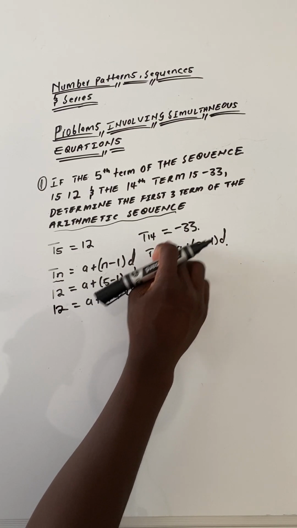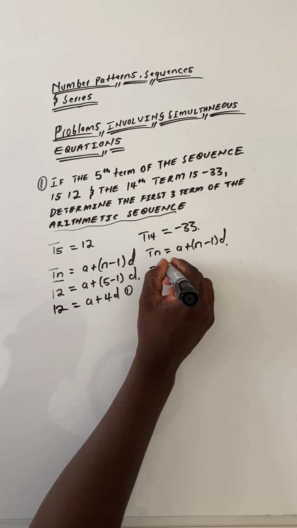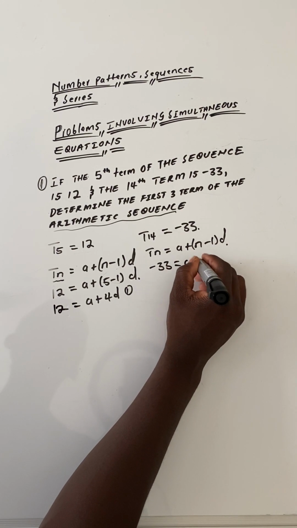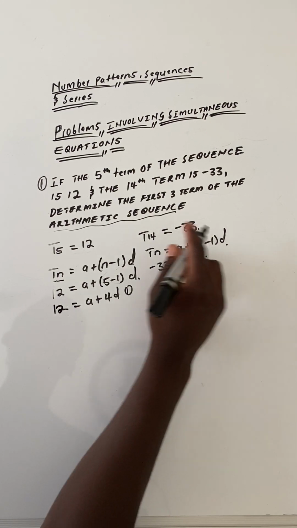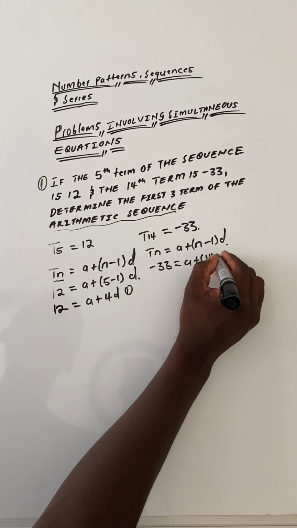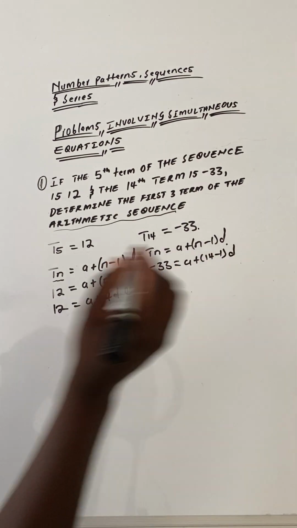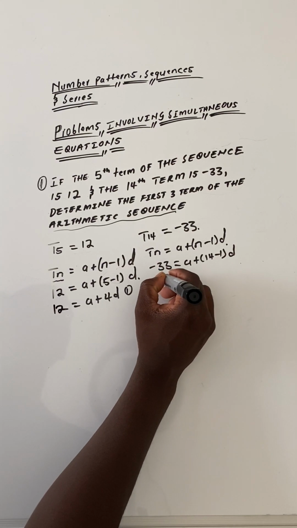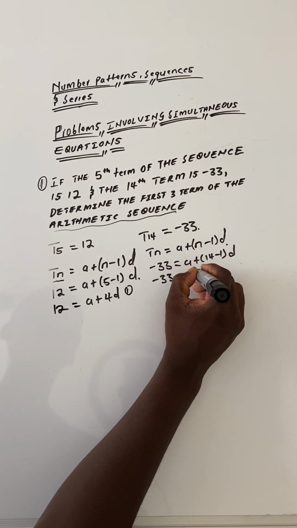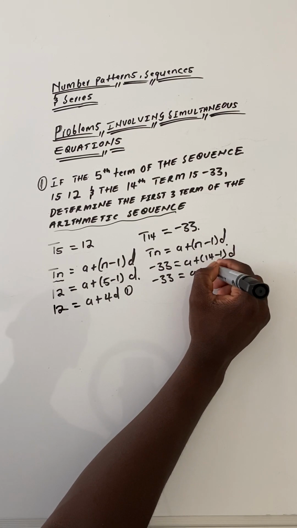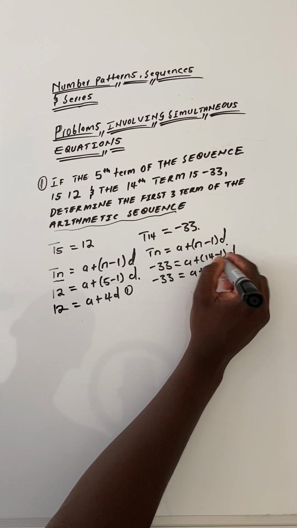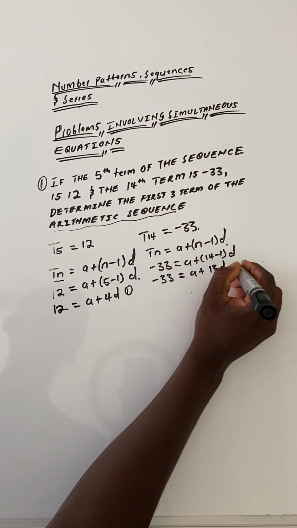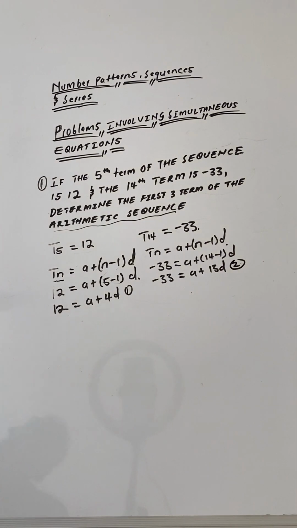So we know that Tn represents the value, so negative 33 is equal to A plus, what is n? That is term number 14, so that will be 14 minus 1 multiplied by d. Okay, now we continue with simplifying. Negative 33 is equal to A plus, what is 14 minus 1? That will be 13, right? So 13 times d, that will be 13d. So that is your equation 2, right?